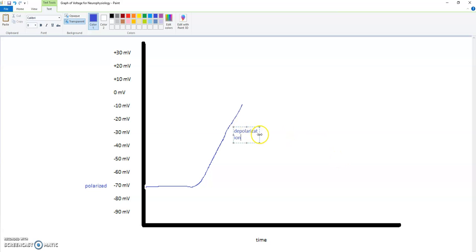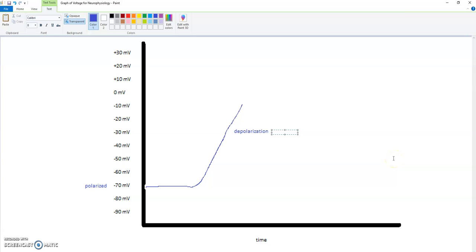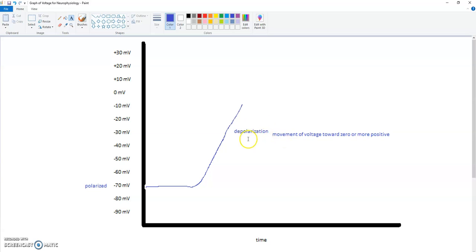Depolarization. So anytime this polarized state of negative 70 millivolts starts moving towards something that's less polarized, usually towards 0, that's what we'll say. A movement of voltage towards 0 or more positive, sometimes we'll use that term too. Instead of saying all that, we'll just say that it's being depolarized, or depolarization is happening.